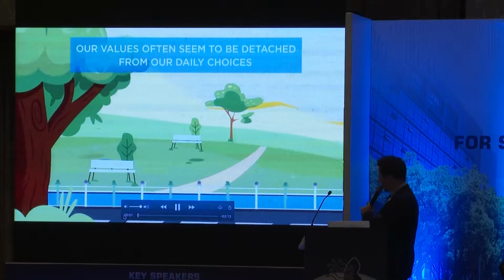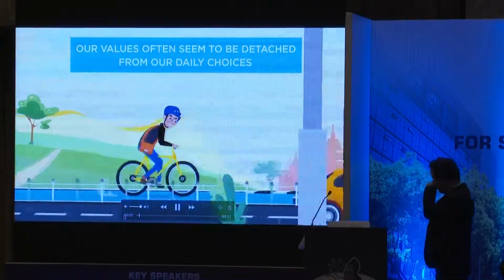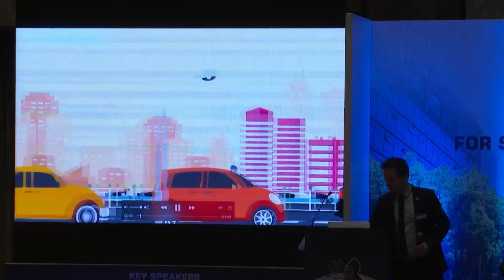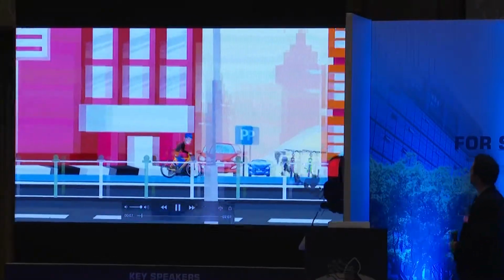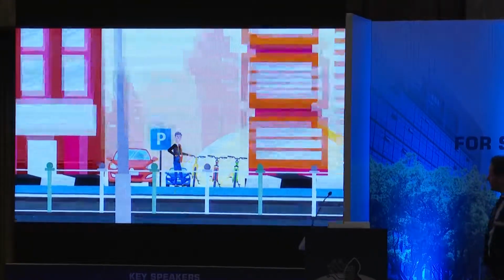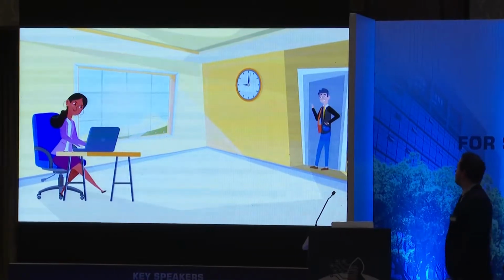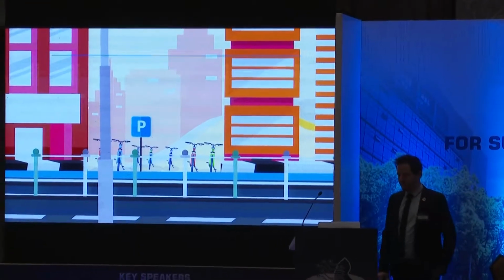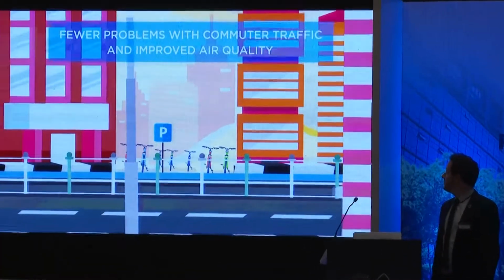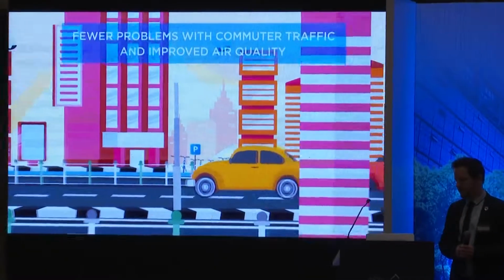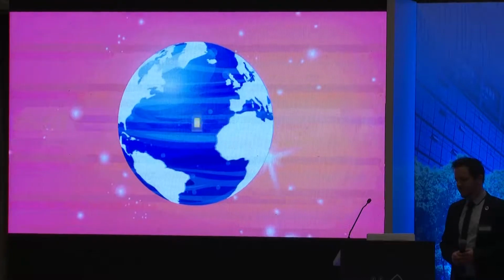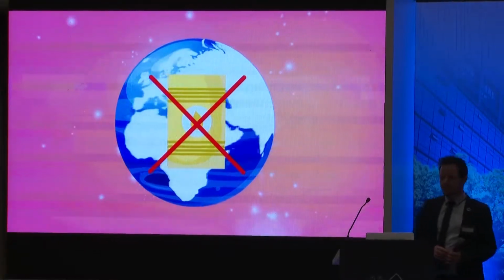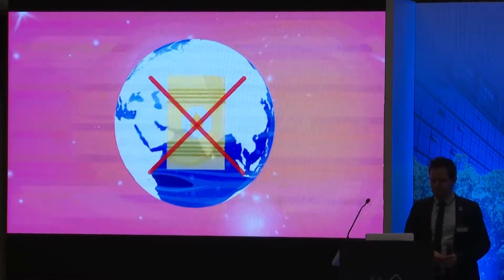Our values often seem to be detached from our daily choices. For example, biking to work is a choice that benefits a few communities. Your boss might be happy because you're healthier, and the company has lower costs for providing parking space. Your city has fewer problems with commuter traffic and improved air quality. And because you don't need to fill up your tank, you're helping to reduce the global consumption of fossil fuels.